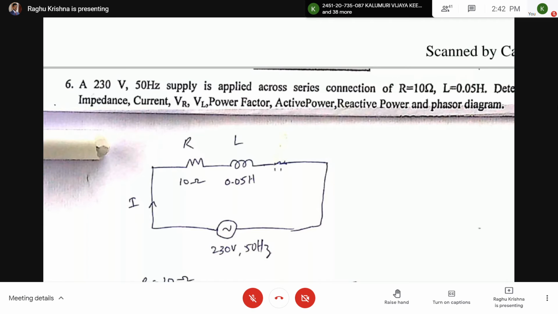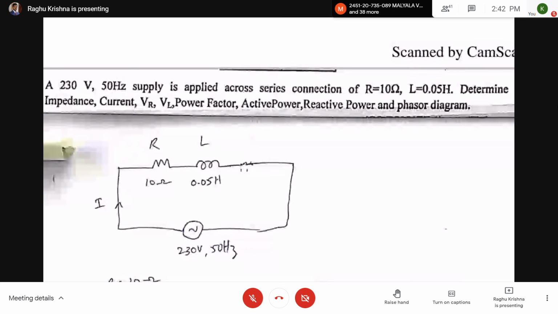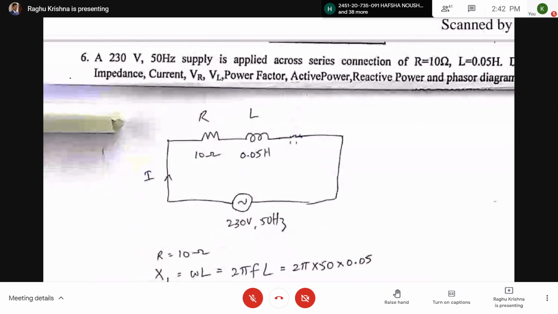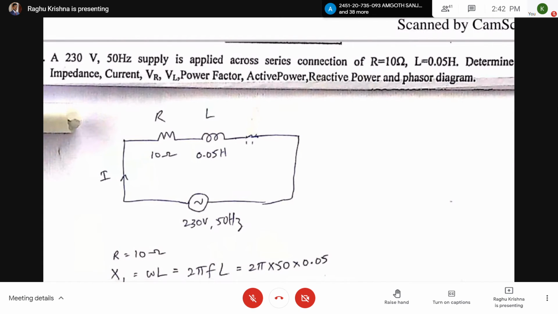Okay, a 230 volts 50 hertz supply is applied across series combination of R equal to 10 ohms, L equal to 0.05 Henry. Determine, so first one, impedance. Next, current, VR, VL, power factor, active power, reactive power, and phasor diagram. So this is one of the important questions. So how to do this one? First, you require impedance. So one by one, you are going to find out.